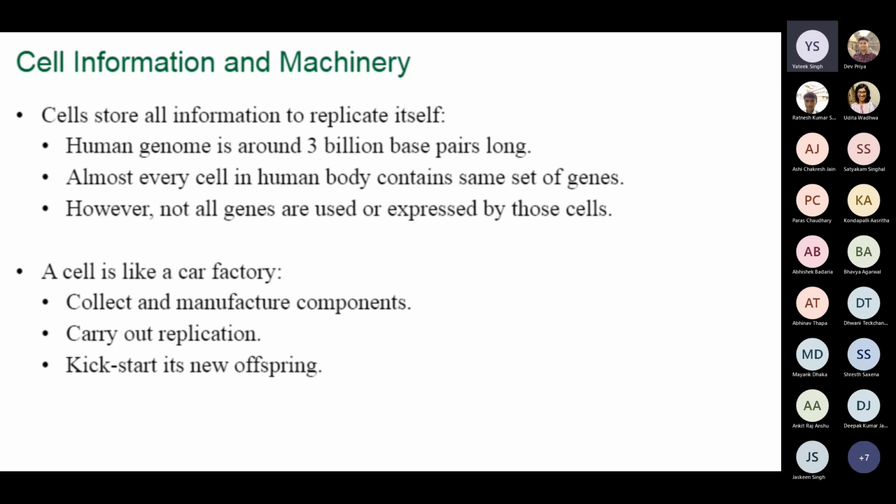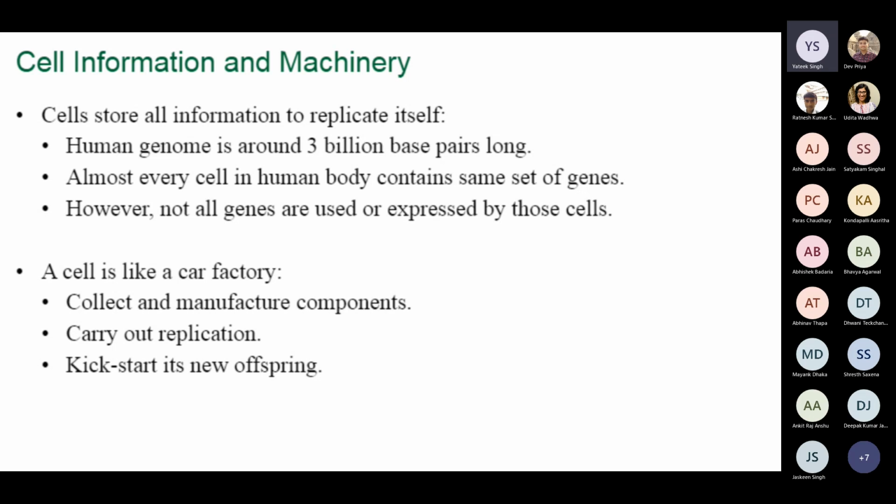So a cell stores all this information in the form of the genome. The human genome is about 3 billion base pairs long. Imagine every cell in your body, and there are trillions of cells, contains the same sets of genes. I'm just repeating this information. However, not all these genes are expressed.